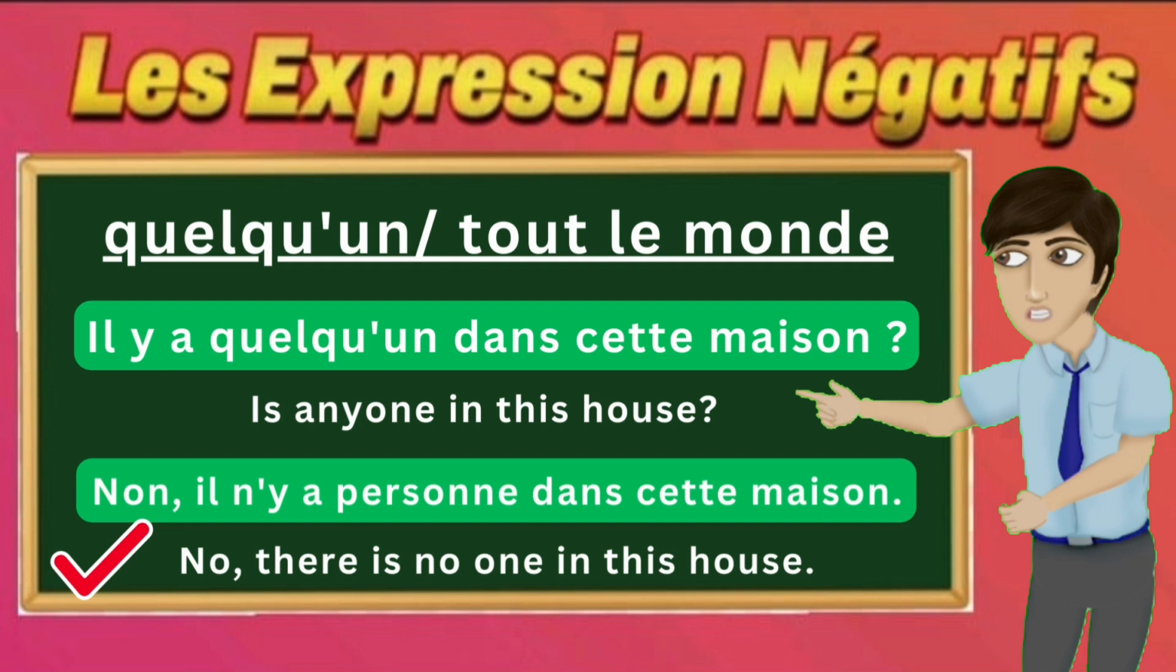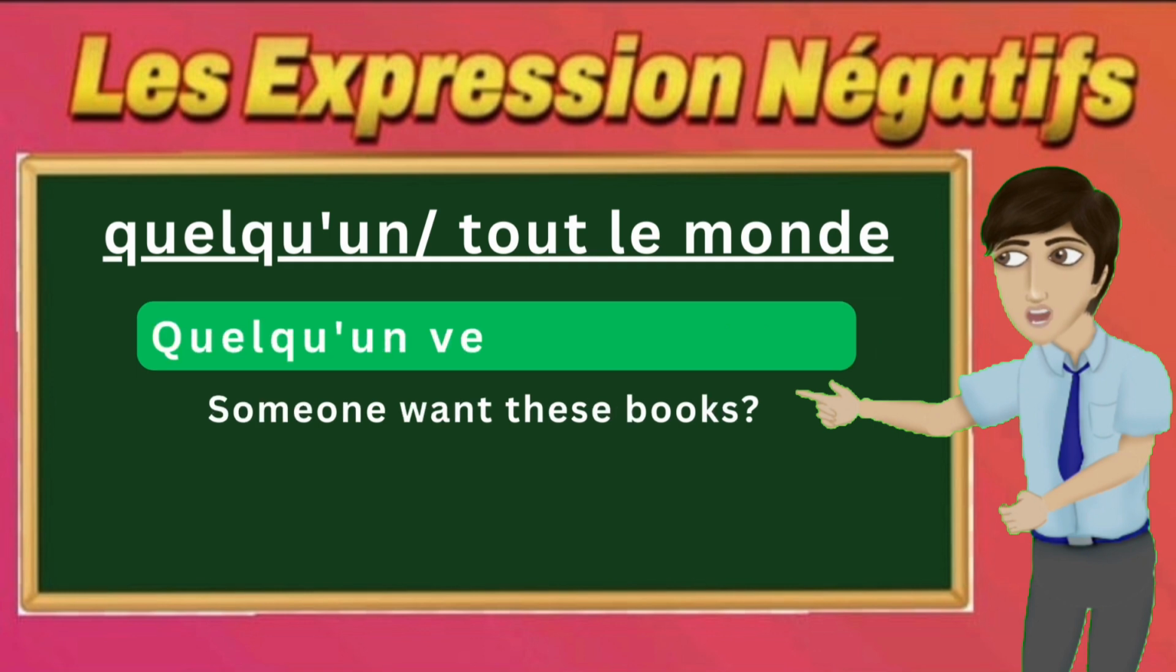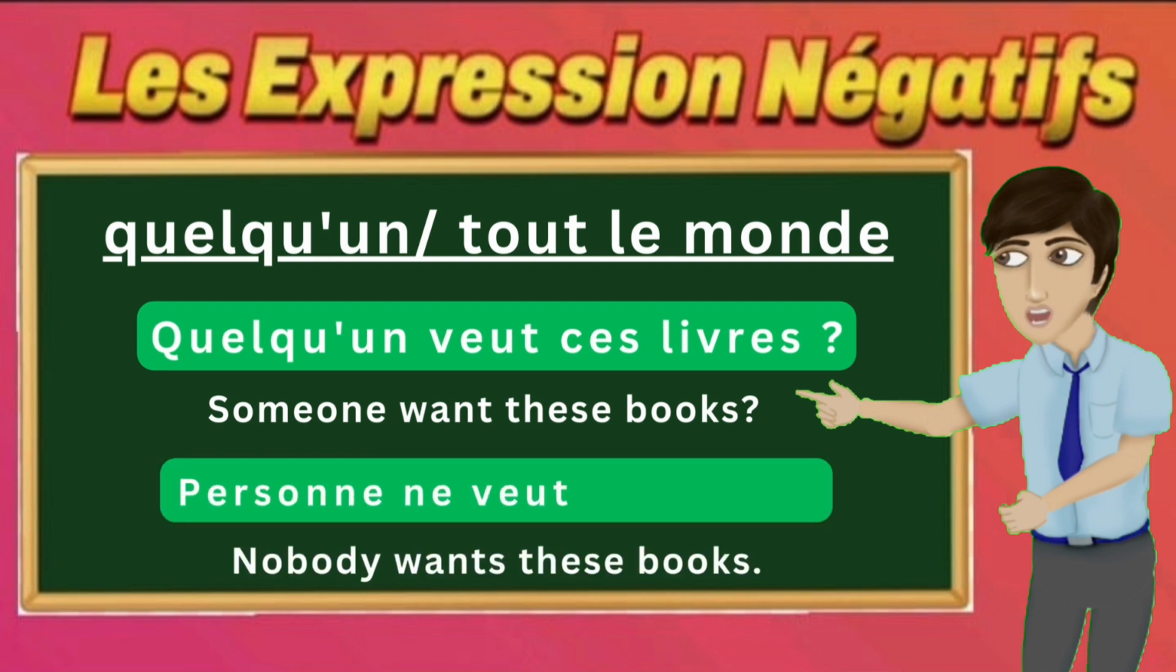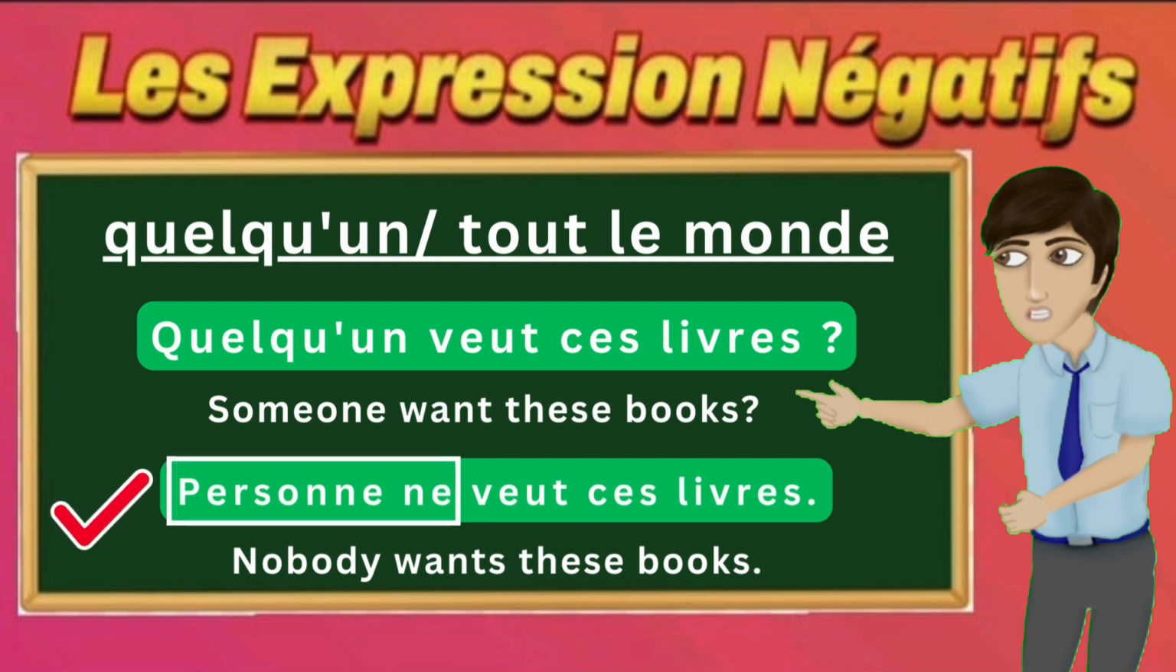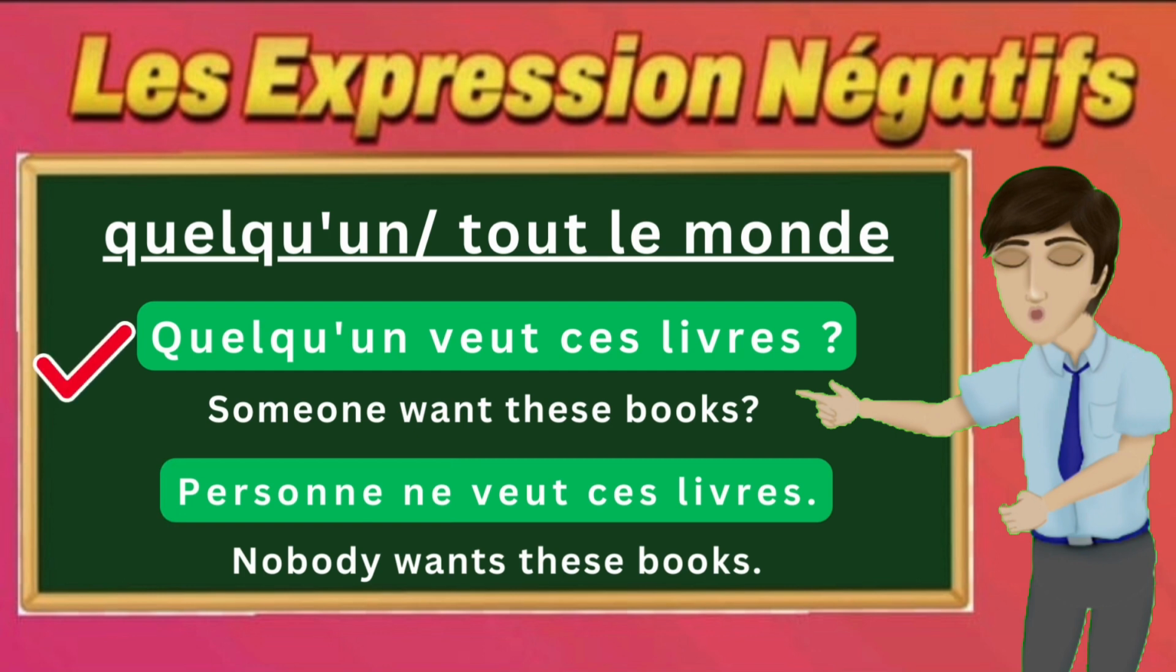The other example is quelqu'un veut ce livre. Someone wants this book. Personne ne veut ce livre. Nobody wants this book. Now, since we didn't have any subject in the statement, we start directly with personne ne in the beginning. Quelqu'un veut ce livre. Personne ne veut ce livre.